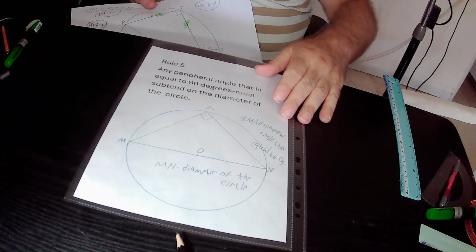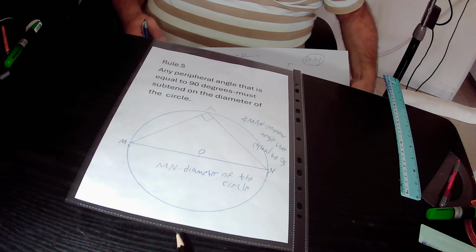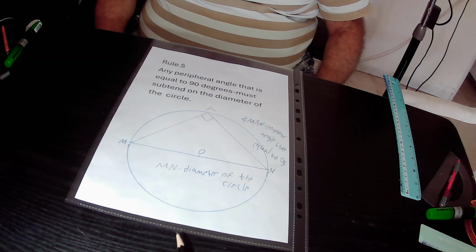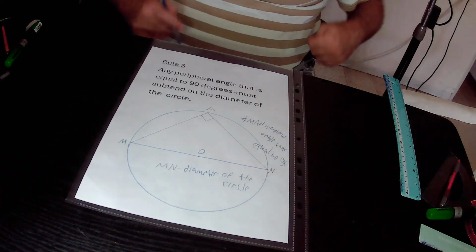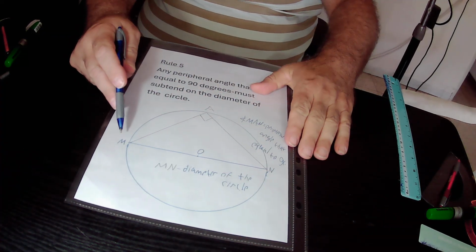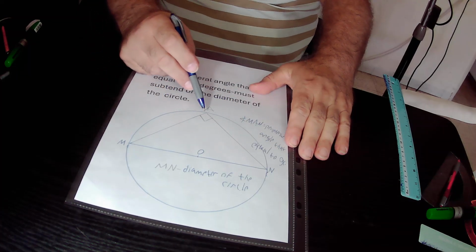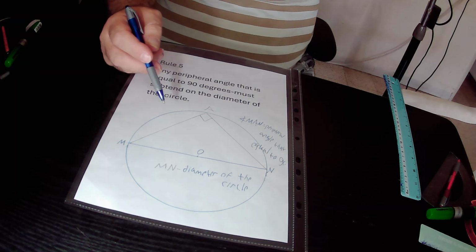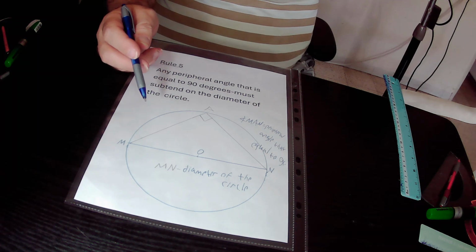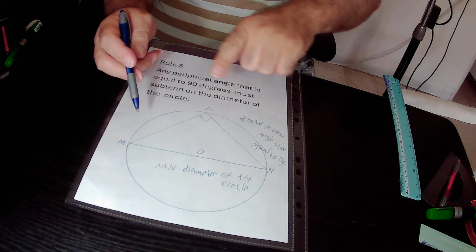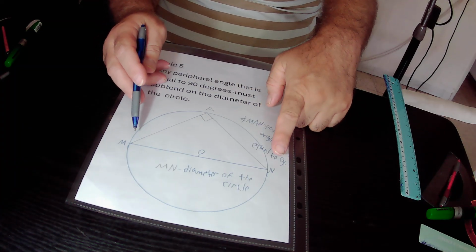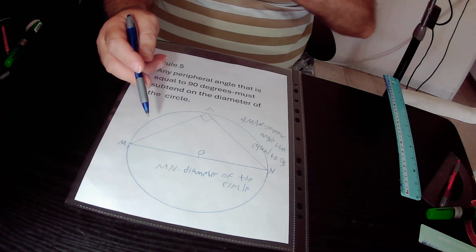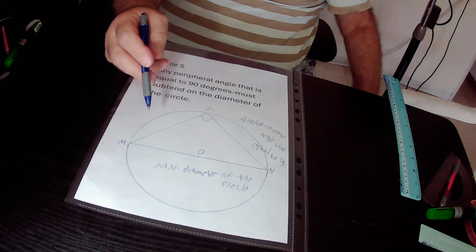According to rule 5, any peripheral angle that is equal to 90 degrees in its size must subtend on the diameter of the circle. So in the drawing we have a circle. This is peripheral angle MAN, that is equal to 90 degrees in its size, and therefore according to rule 5, peripheral angle MAN must subtend on the diameter of the circle. And indeed, peripheral angle MAN subtends on MN, that is the diameter of this circle.